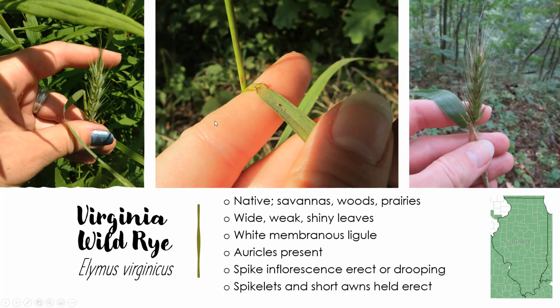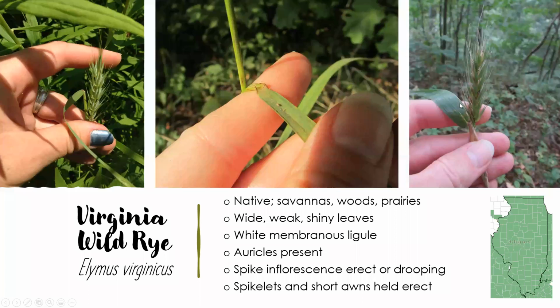Okay, the inflorescence is again a spike, but this time look at the way that the spikelets are held. They're held straight up, and they have short awns that are also held straight up. So let's look at this photo over here. We see our spikelets are not held straight out like in bottlebrush grass. They're going up, and the awns are at least 1/3 to 1/2 of the size of bottlebrush grass, and they're also held straight up, okay?